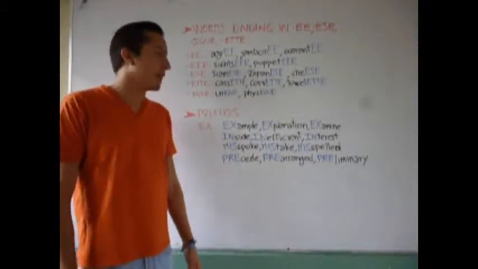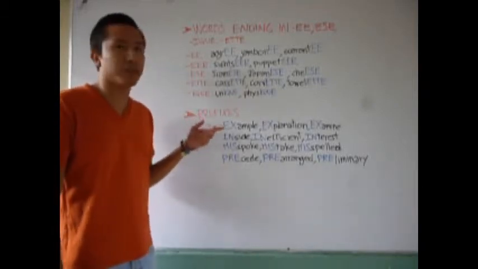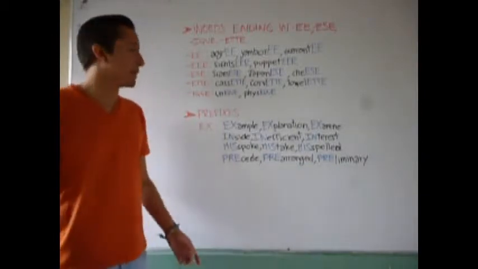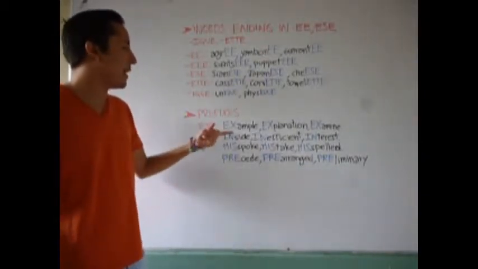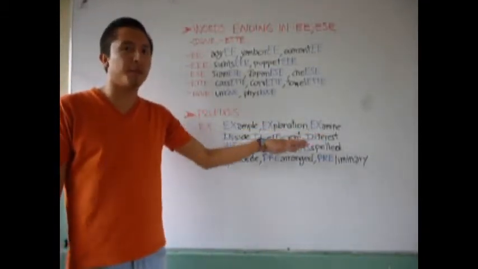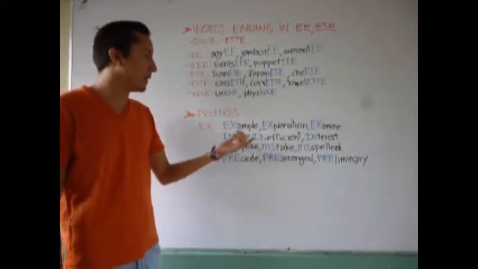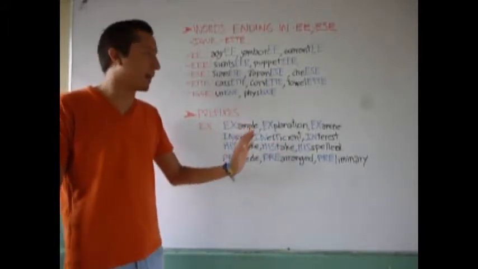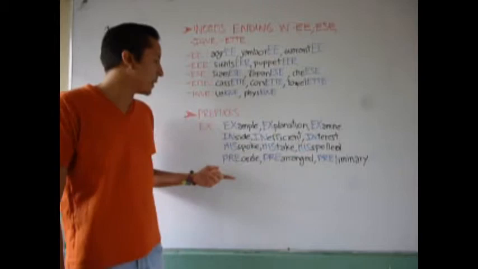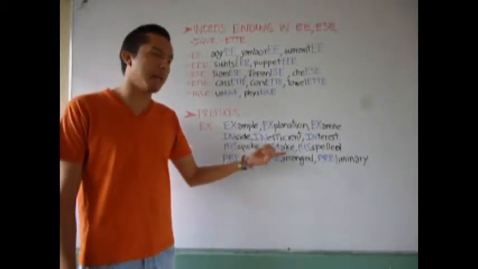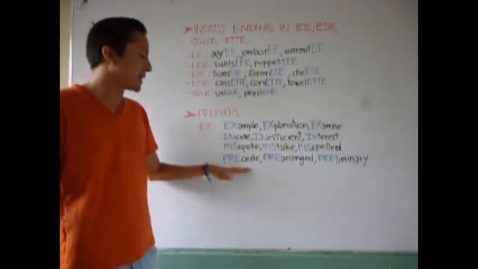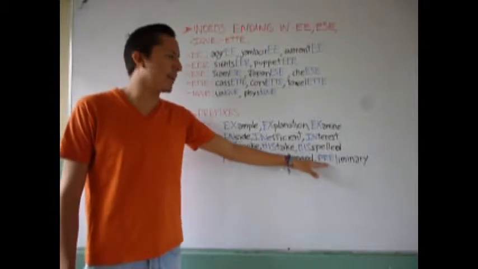Now the prefixes. Generally, the prefixes do not take stress in a word. There are some exceptions, but that's another story. For example, we have example, explanation, examine. If you notice, the stress is not on the prefix, but on the other syllables. We have inside, inefficient, interest. With mis, we have misspoke, mistake, and misspelled. And finally, we have with pre, precede, prearranged, and preliminary.